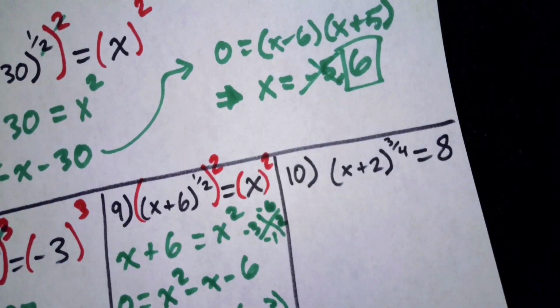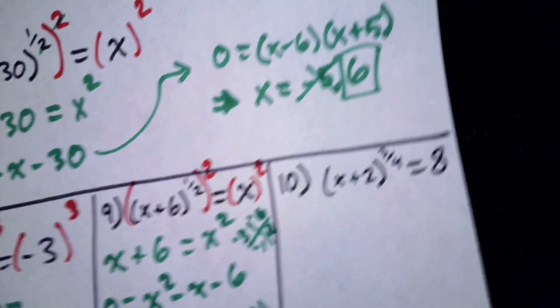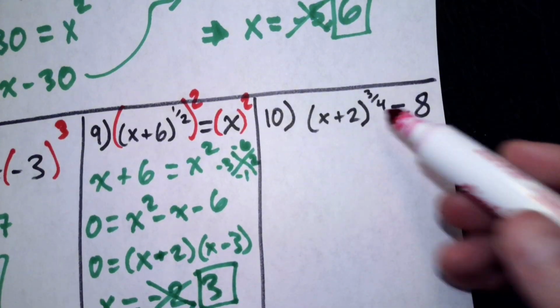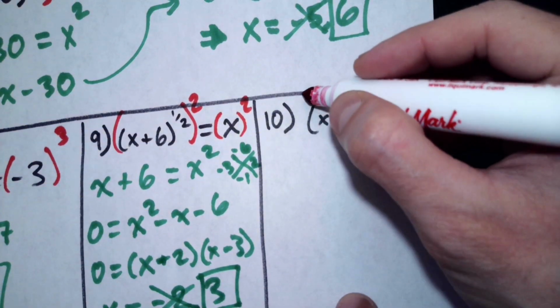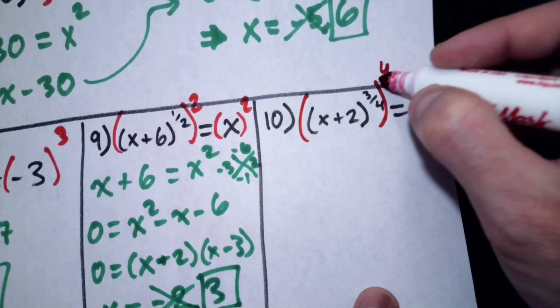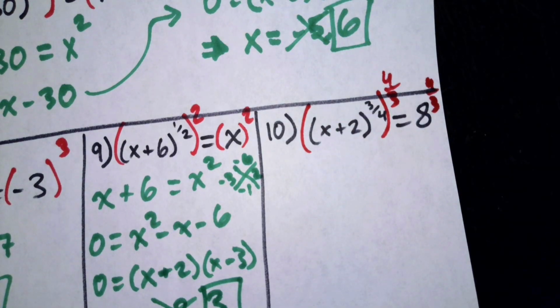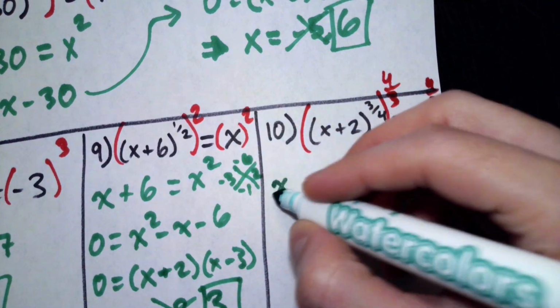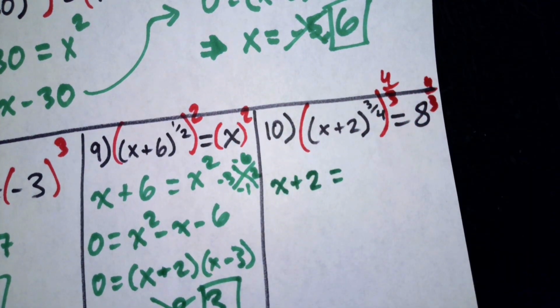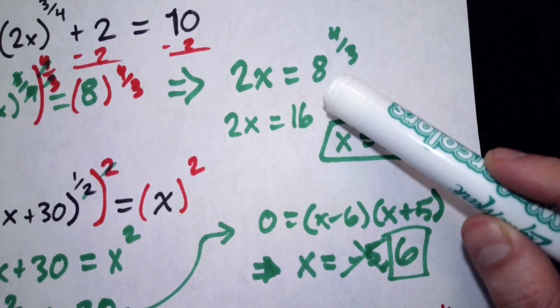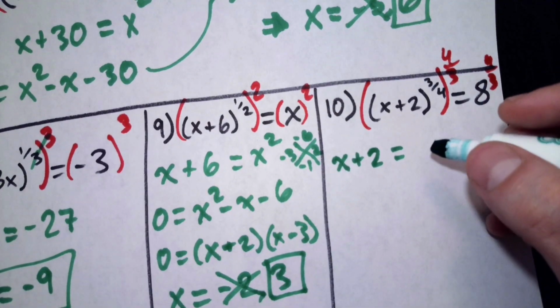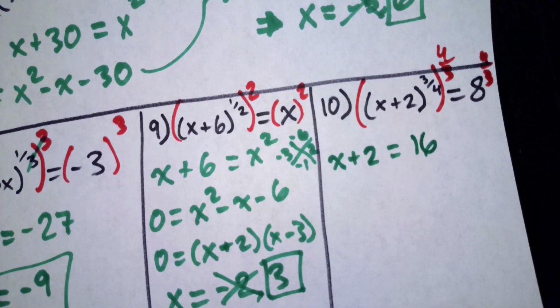And then finally, number 10 deals with the same things. But now we have to get rid of a 3/4 power. So if I want to do that, I want to raise everything to the 4/3. Again, doing that gets rid of that rational exponent, and we are just left with x plus 2. And then on this side, thanks to my previous example, I know that 8 to the 4 over 3 power should be 16. And that right there is 16.